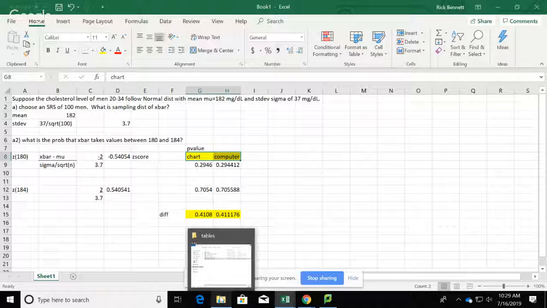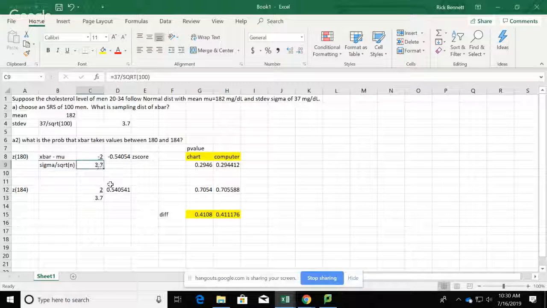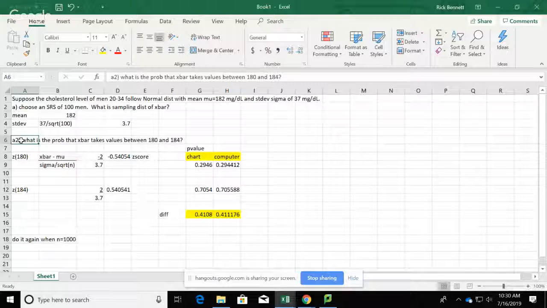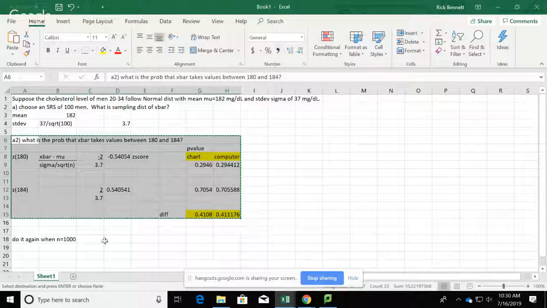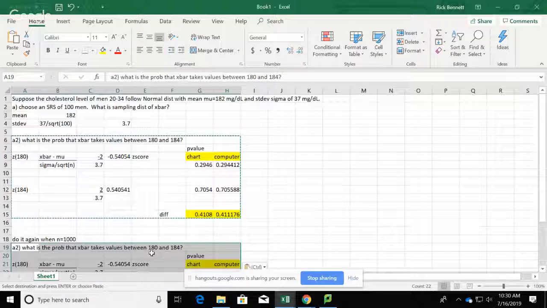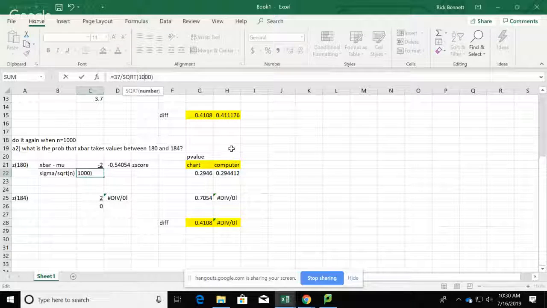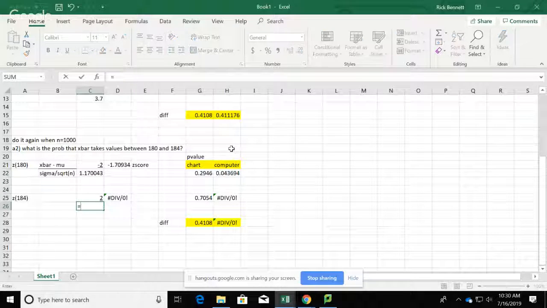Well, the next one is to do n equals 1,000. That's similar enough. All you're going to do is you're going to change that. Here's what we're going to do: do it again when n equals 1,000. I'm going to copy all this stuff and paste it. But this time I'm going to change that square root to 1,000. And this time I'm just going to copy that.